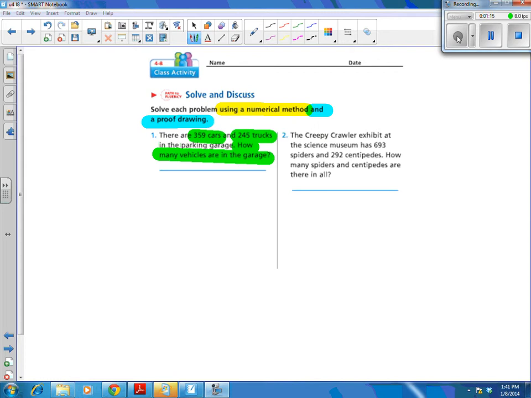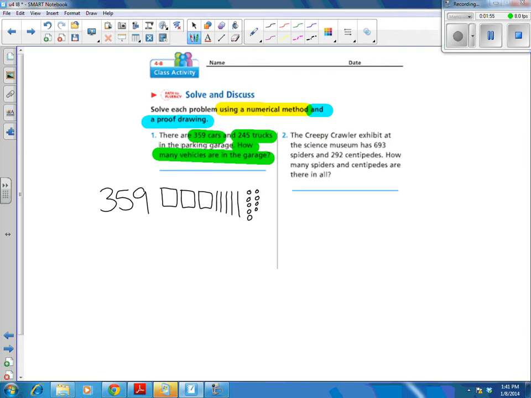Now I know where to start. The first thing I'm going to do is start with my first piece of information, 359 cars. Now I'm going to make my proof drawing of 359. Got 300s, 100, 200, 300. I'm making 359, so I've got 300, 310, 320, 330, 340, 350, 351, 352, 353, 354, 355, 356, 357, 358, 359. All right, got my proof drawing done.